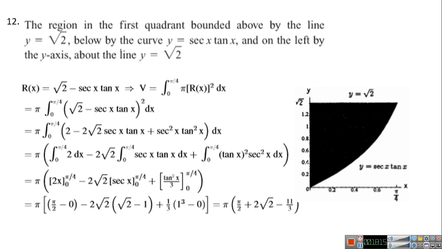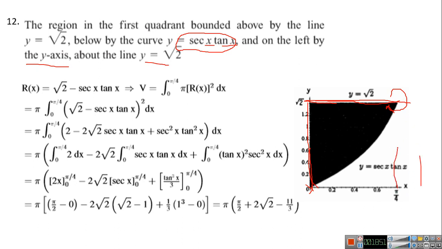You solve it. 12. The region in the first quadrant bounded above by the line y equal root 2. This is y equal root 2. Below by the curve, this one. So we need to take particular points. And on the left by the y-axis, which is this one. We said about the line y equal radical 2. So you need to take particular points. You can pick first of all 0. Secant 0 is 1. Tangent 0 is 0. Here, for example, we took more points.